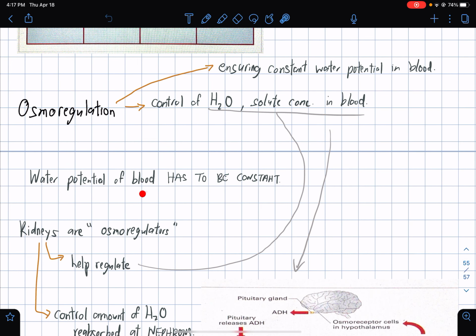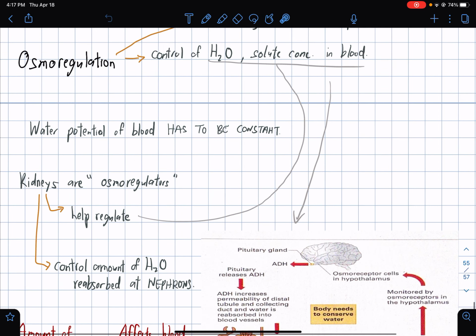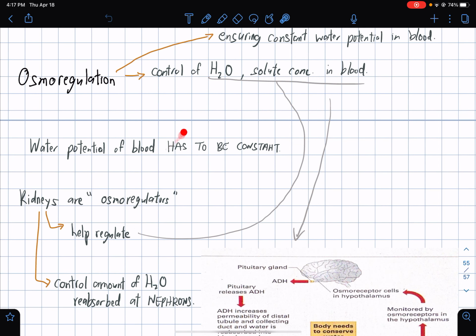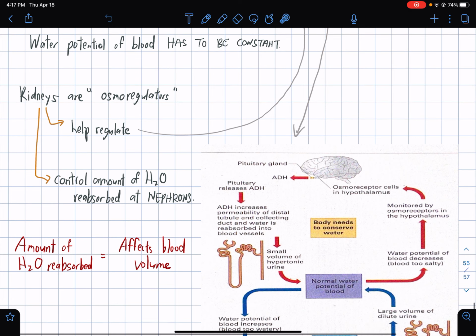So water potential of the blood has to be constant. So osmoregulation makes sure that this is maintained. This idea is true, or the requirement from this idea is carried out properly.